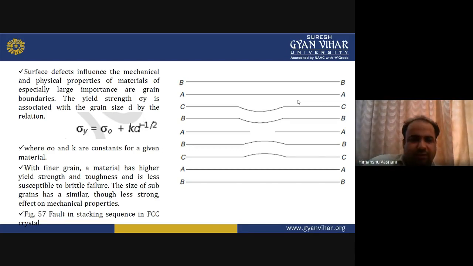So the yield strength σy is associated with the grain size d by the relation σy = σ0 + k d^(-1/2), where d is the grain size. Though σ0 and k are constant for a given material, whatever material you are using, they are constant for that. With finer grains, the material has higher yield strength and toughness and is less susceptible to brittle failure.